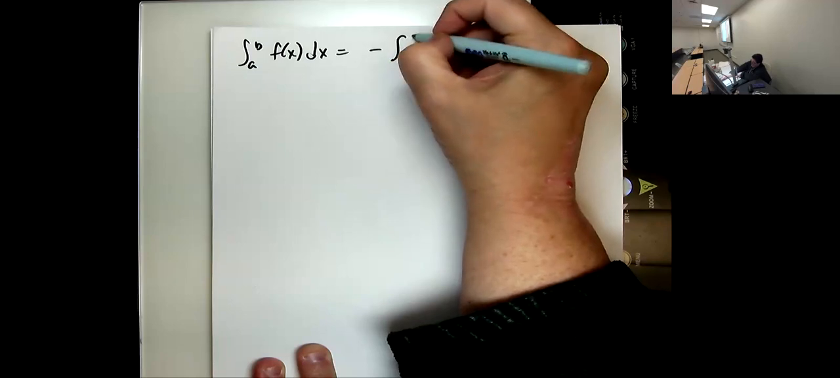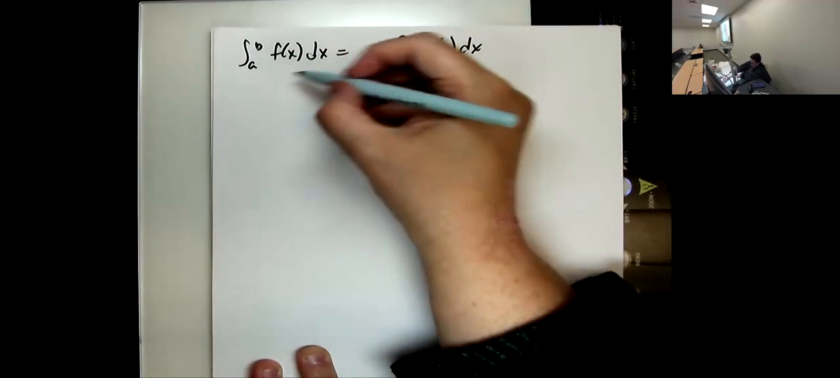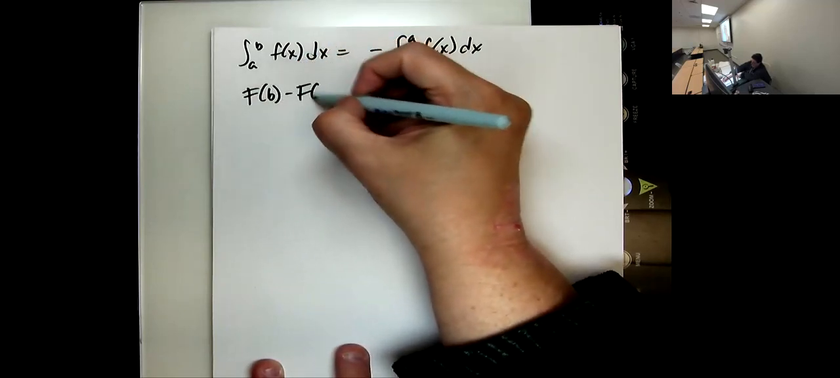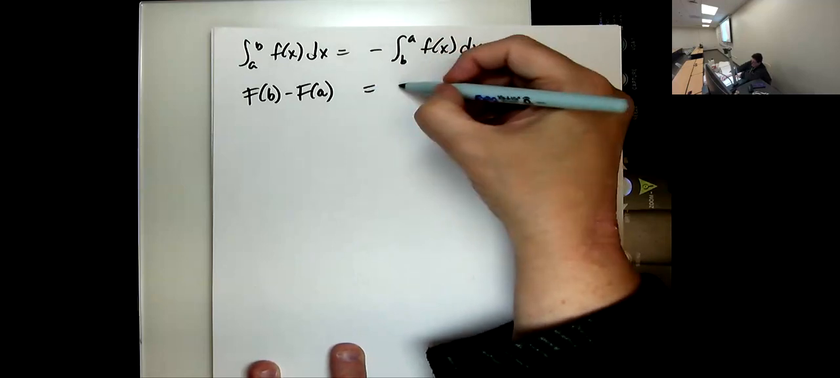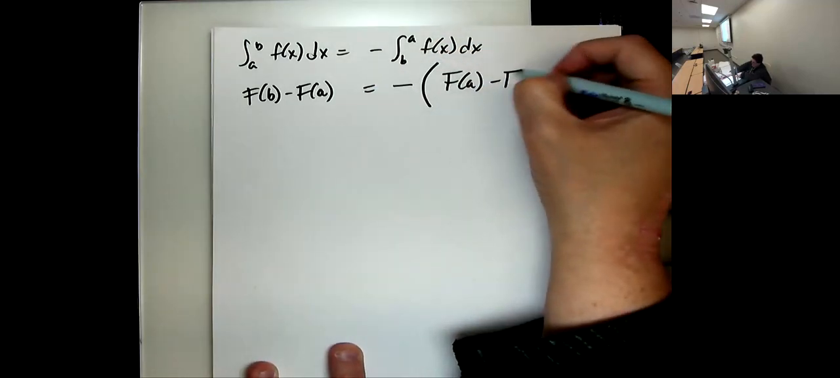This actually is how you can show the other rule that we like. The integral from a to b of f of x dx equals negative the integral from b to a of f of x dx. This is going to be F of b minus F of a. This is going to be negative, F of a minus F of b.